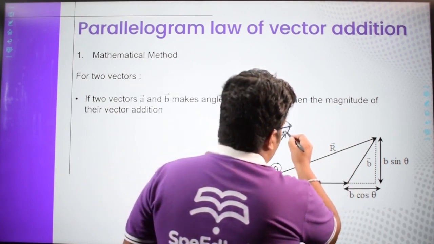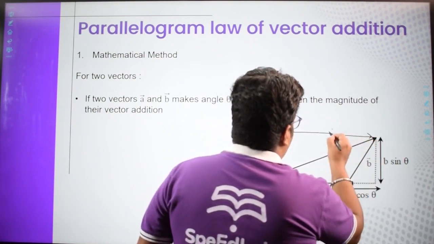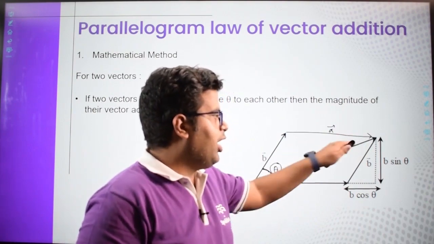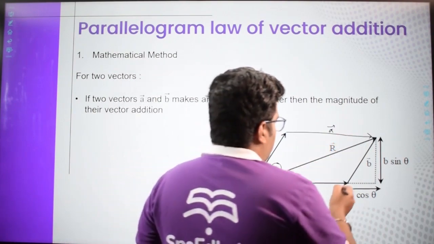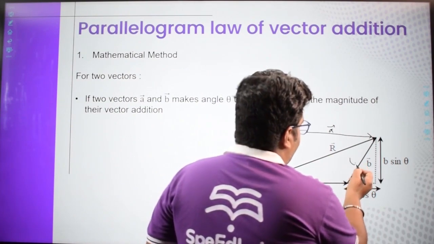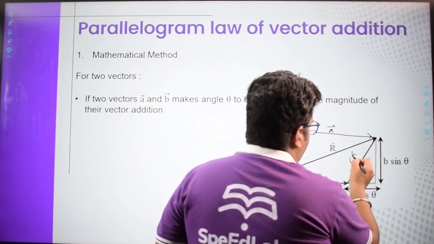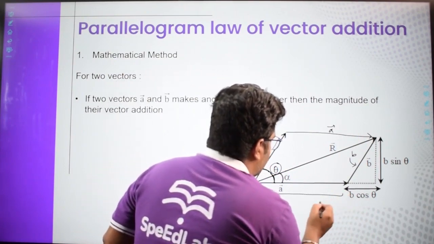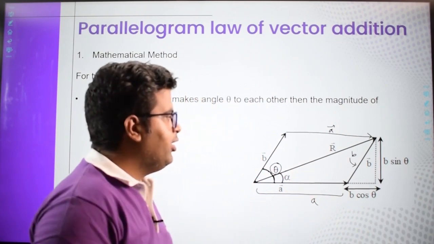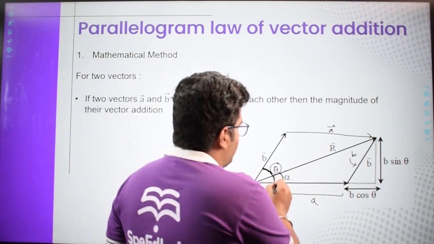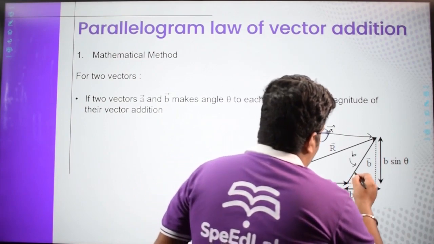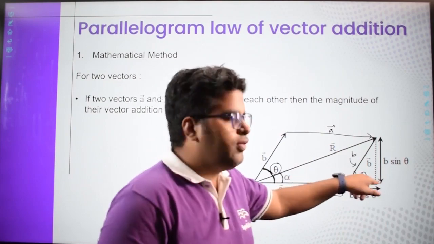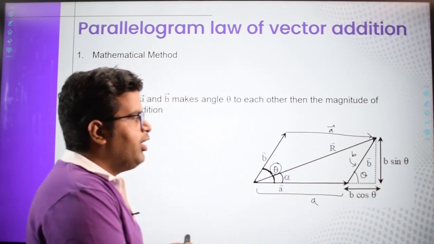See, this is A vector, so this is also going to be your A vector. Now you can see this diagonal, that is your R vector. Now if I ask you what is going to be its magnitude, since it's a B vector, its magnitude is going to be simply B. And the magnitude of this will be simply A. Now the angle between the two vectors is given as theta, so this angle has to be what? Theta, because these are two parallels and this is one transversal, so corresponding angles are going to be equal.